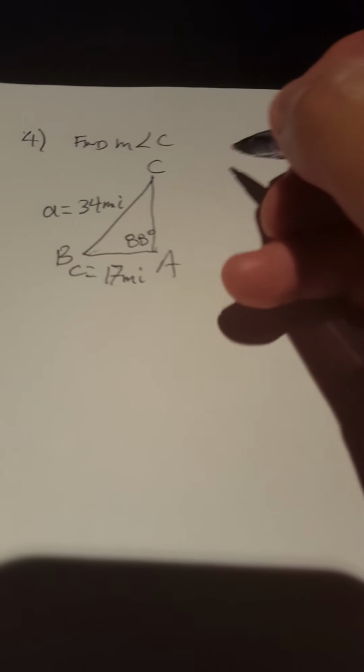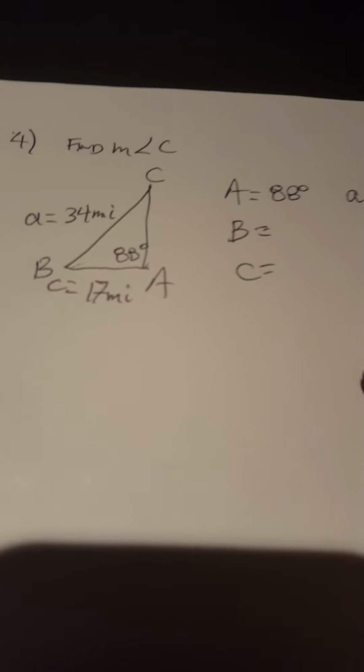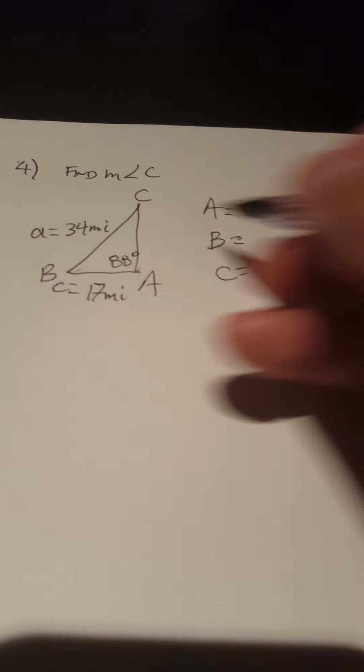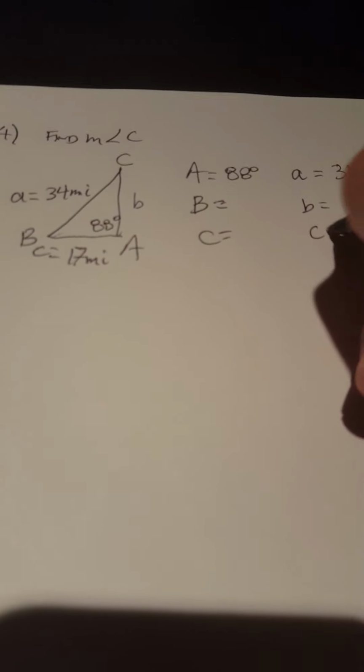So let's write our information down here. So I have big A, angle A is 88 degrees. I don't know what angle B is. Angle C, I don't know that either. When it comes to the sides, little a is going to be 34 miles. I don't know what side B is. B would be right there. But I do know that side C is going to be 17 miles.